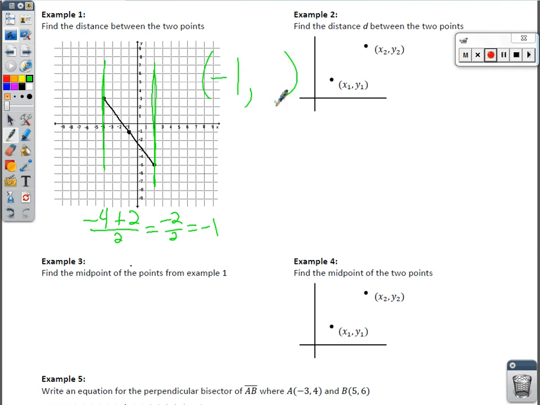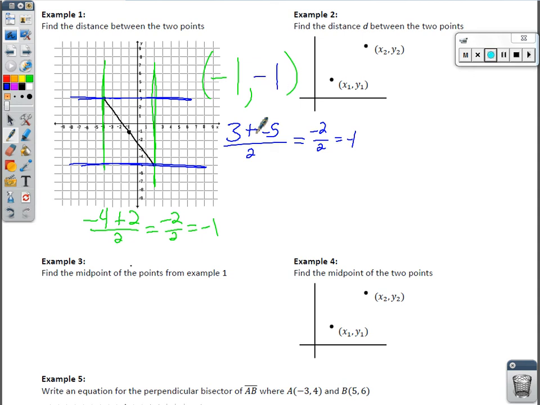And then we're going to have some y coordinate. We'll find that in a minute. Actually, right now. So if I look at this y value and this y value and try to find the halfway point between those, well, I can average the y values. Let's take the top one as 3, plus the bottom one, which is -5, divide by 2. 3 plus -5 is -2, divided by 2 is -1. So we get a y value of -1.